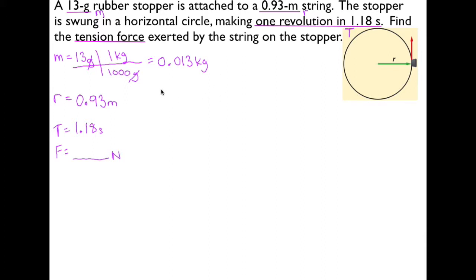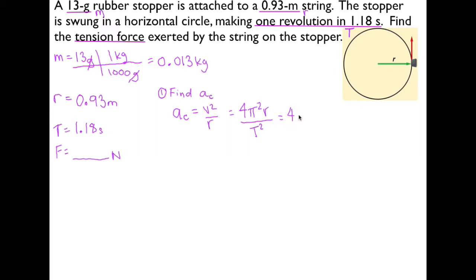So the first thing we're going to have to do is find the acceleration, because they didn't give us that. So we need to find our centripetal acceleration. Now, our centripetal acceleration formula is a_c equals v squared over r. But they did not give us v. And so we're going to have to use the formula that I showed you on the acceleration slide. Because we do have those things.